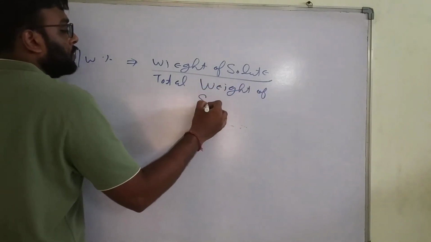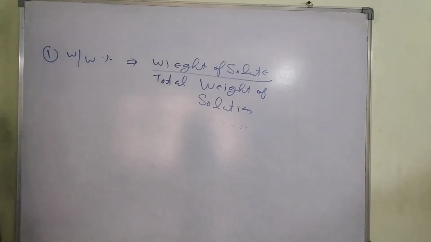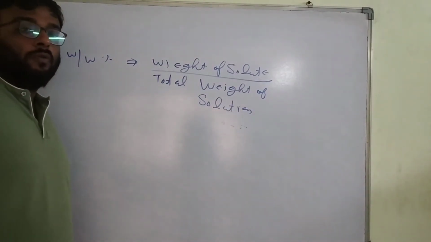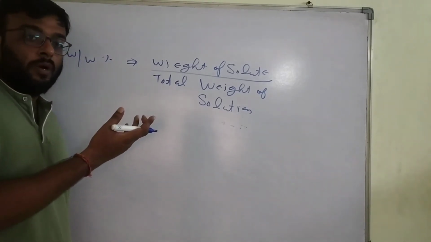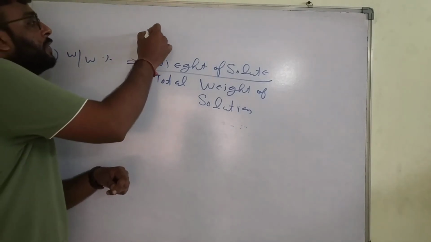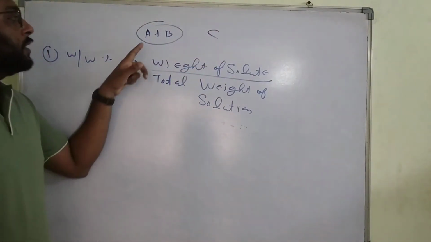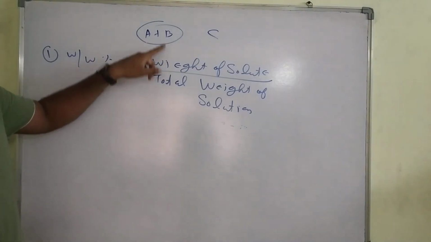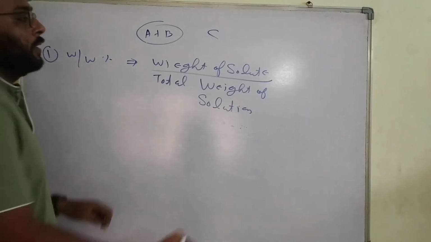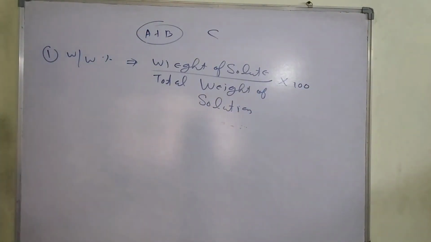If more than one solute is dissolved in the solution, we take the weight of that component. Okay. Suppose A and B dissolve in a solution C. So we are considering A and B. First of all, if I am considering A, the weight of A upon total, weight of B upon total. To find out the percent, we always multiply by 100. Okay. Are you getting my point?